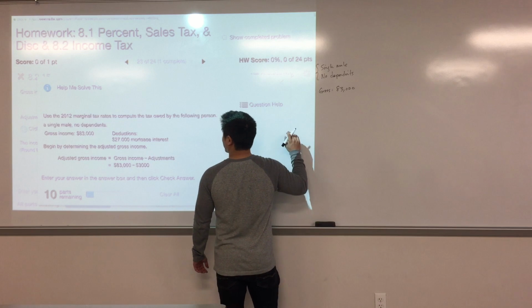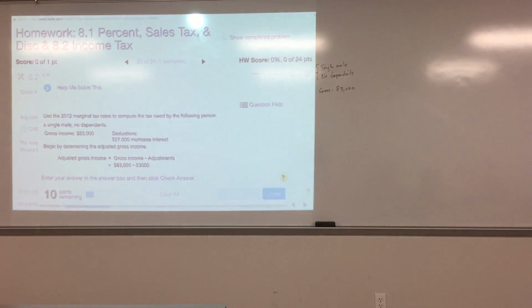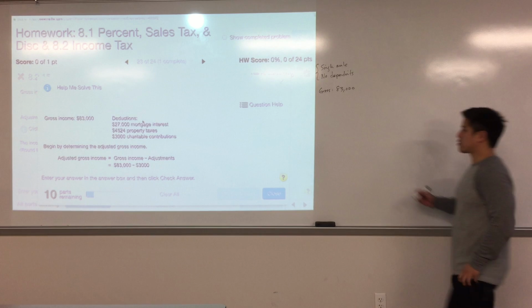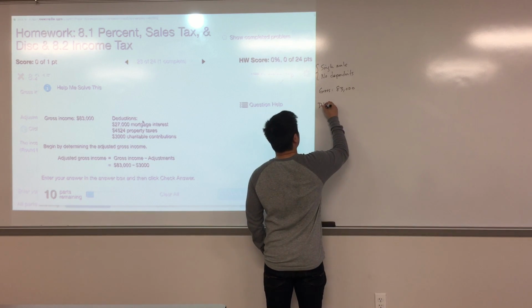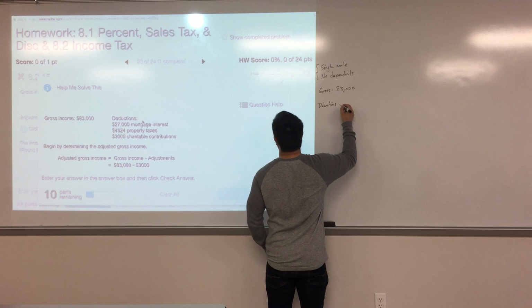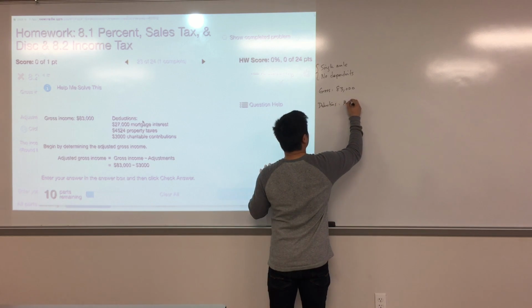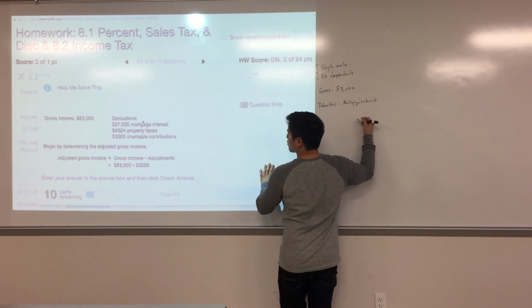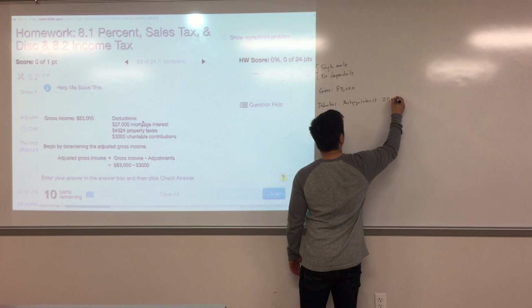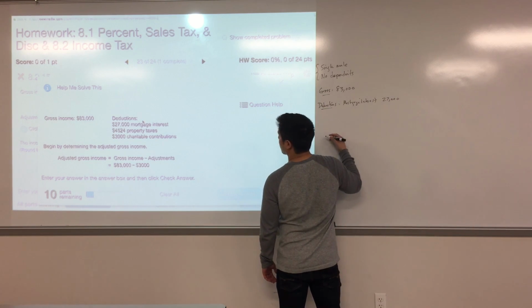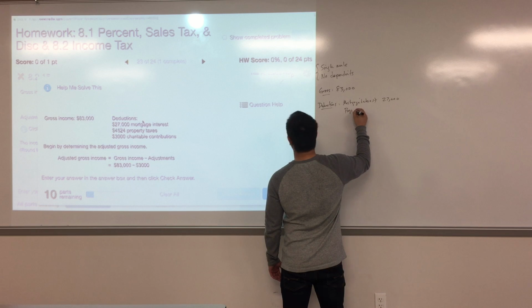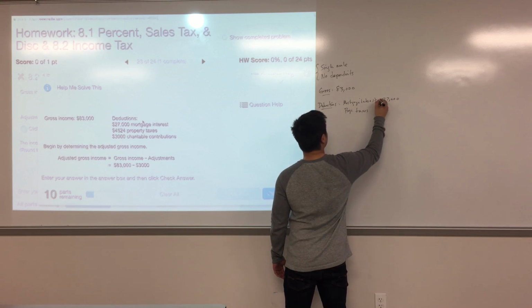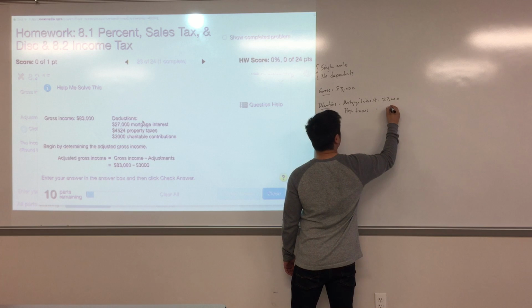And then from here, the other information you need to note, I'm going to put it all off to the side, that way we can reference it. We have our deductions that we need to make note of. We have mortgage interest, which is $27,000. We have property taxes, which is $45.24.